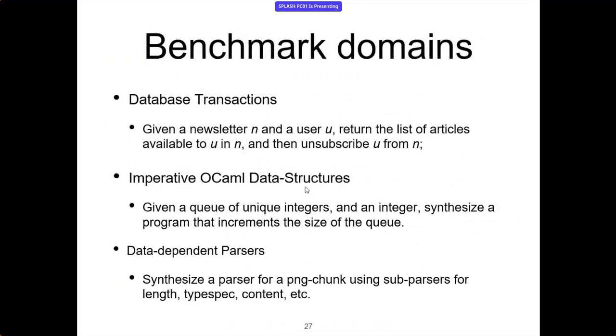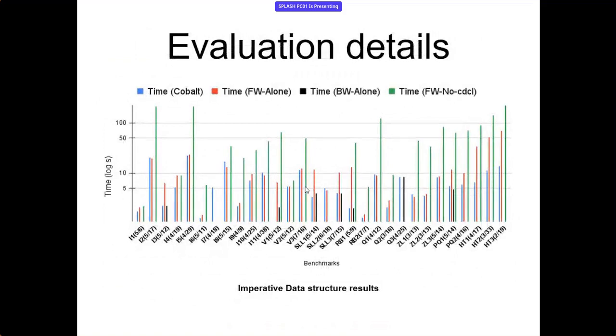There are mainly three different domains, and in view of the time, I'll just talk about the imperative data structure domain. We saw the example of the queue data structure. For example, given a queue of unique integers and an integer, synthesize a program that increases the size of the queue. The paper shows multiple result tables. Here I have taken the imperative data structure results. On the x-axis are different benchmarks. On the y-axis is the time on a logarithmic scale.